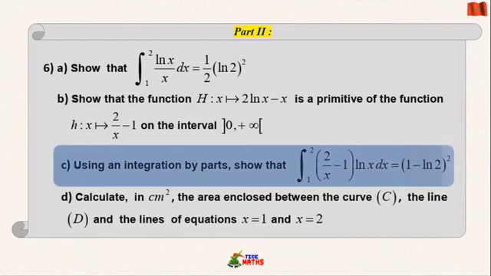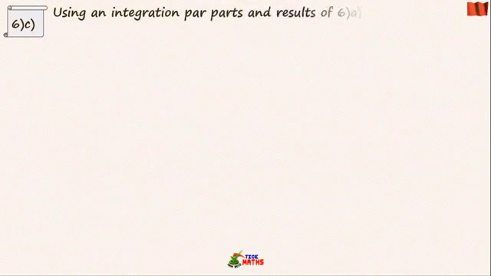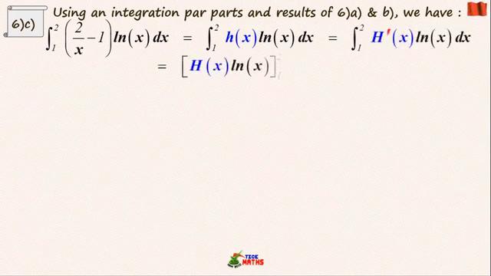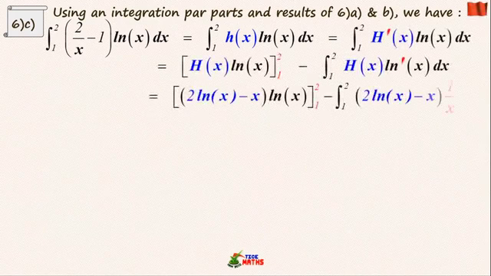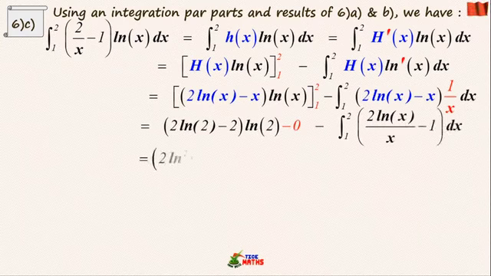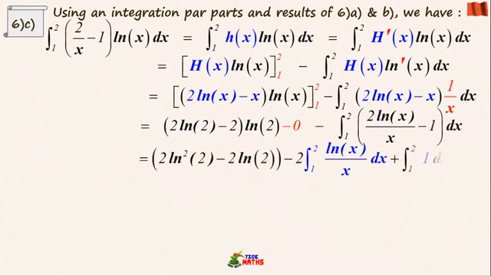With the sub-question 6c, the integration by parts we will use is based on the fact that capital H is a primitive of little h, and the derivative of ln of x is 1 over x. During the calculation, we come across the integral of the sub-question 6a.